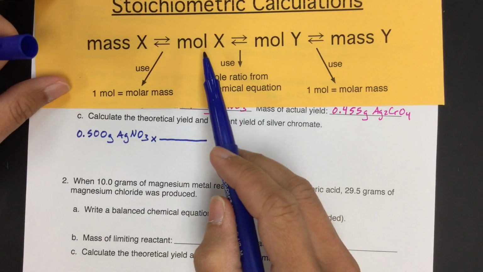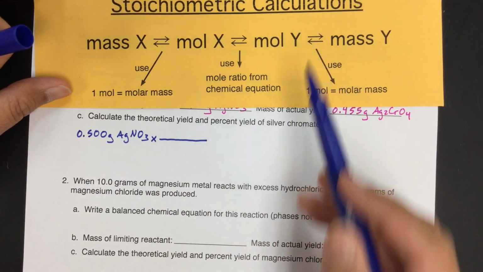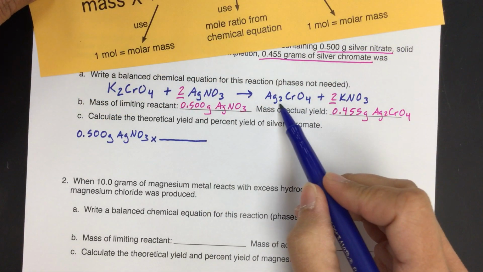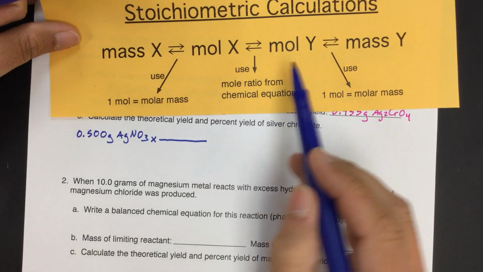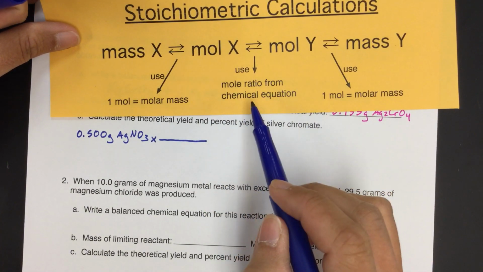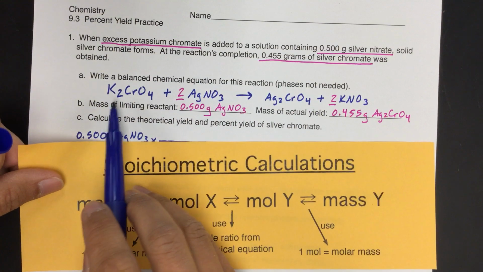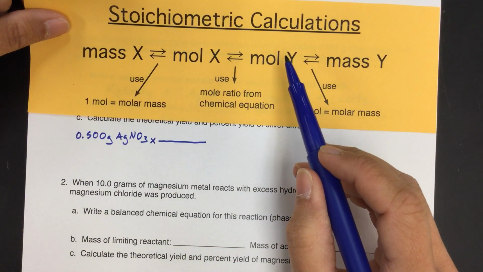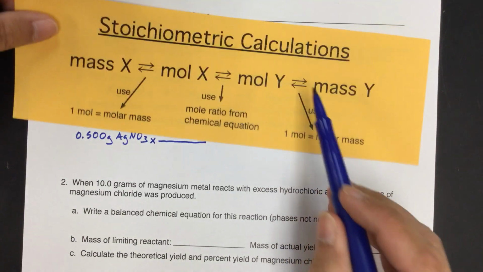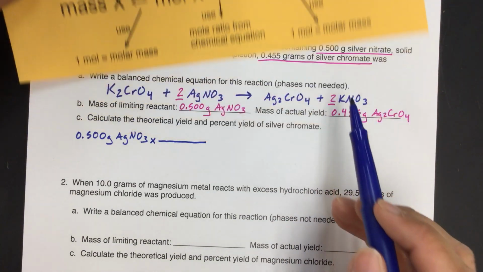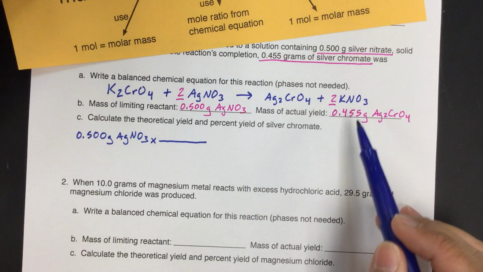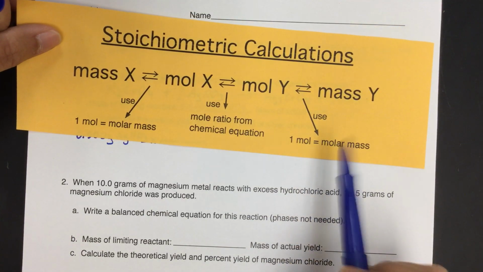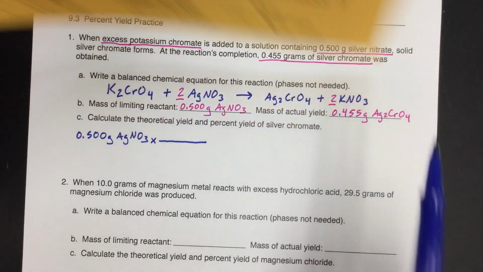Then we need to convert moles of silver nitrate to moles of the other thing, which in this case is silver chromate. So we'll do a mole-to-mole conversion using the balanced chemical equation. So we'll need to use the numbers that are in here. And then we want to convert moles of silver chromate into mass of silver chromate so that we can compare it to the actual yield. So for that, we'll use the molar mass of silver chromate.